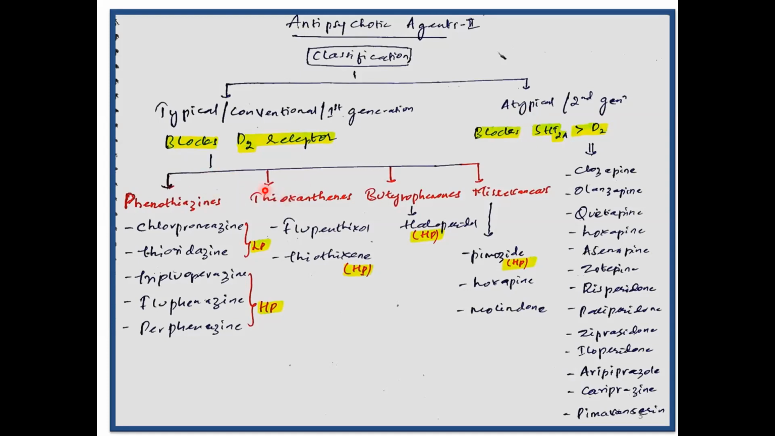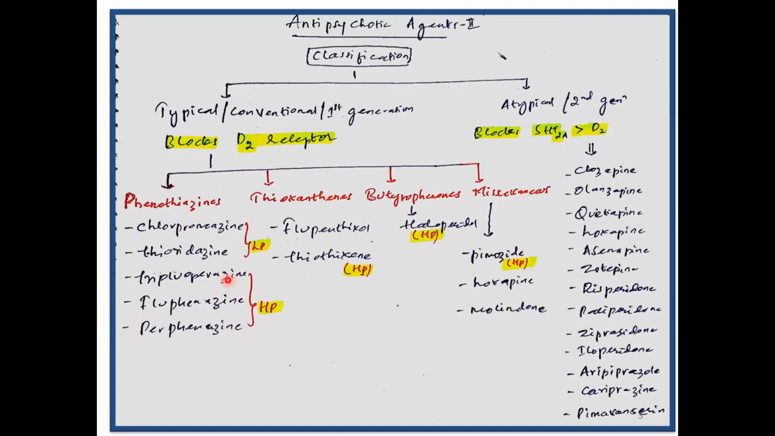Now coming on to the subclassification of the typical or first generation antipsychotics, chemically they are divided into three: phenothiazines, thioxanthenes, and butyrophenones. In the phenothiazines, chlorpromazine is the prototypic typical antipsychotic drug. Thioridazine is a low potency typical antipsychotic drug. The importance of low potency is that they have a higher tendency of blocking histaminic receptors, that is subtype H1, alpha 1, and then muscarinic receptors. The other examples which belong to phenothiazines are trifluoperazine, fluphenazine, and perphenazine.